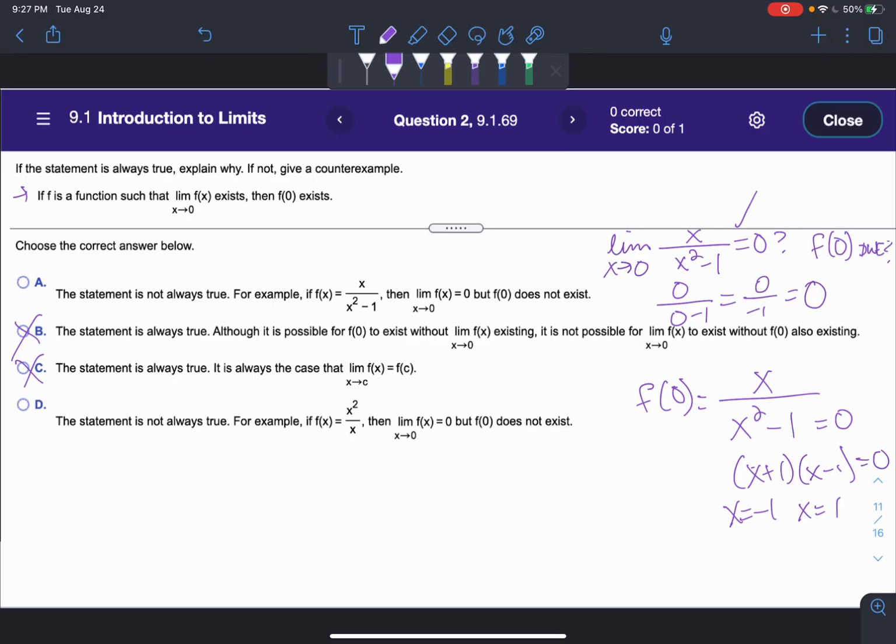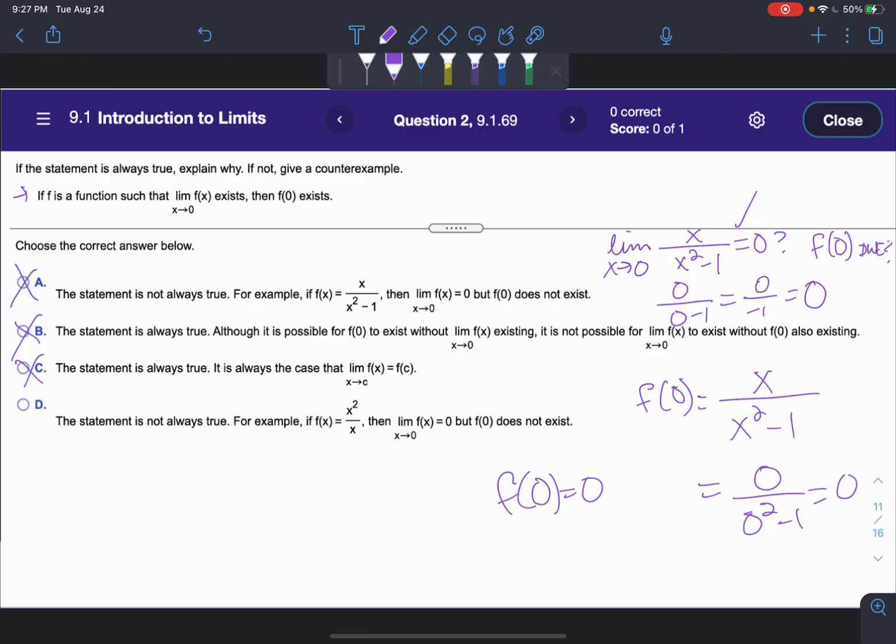But none of these include 0, so we can do the same thing where we plug in 0 and find the actual function value. So 0 over 0 squared minus 1 is equal to 0. Okay, so that's why this one's not true, because f of 0 does exist. f of 0 is equal to 0. So probably not A, so let's take a look at B.